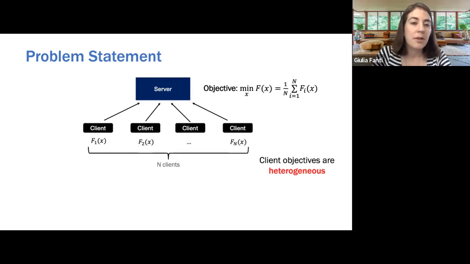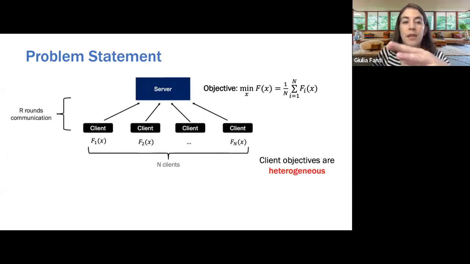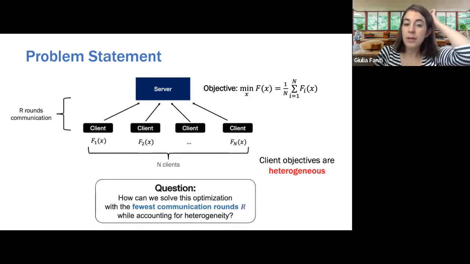Now, the clients also have to communicate periodically with the server, as we just mentioned, and each time they communicate, we're going to call it a round of communication. So overall, they engage in this process over R total rounds of communication. And so the question that we care about in this work is how can we solve this optimization problem with the fewest communication rounds R to achieve a given accuracy or suboptimality gap while accounting for the heterogeneity of the different clients. And again, I'll make this a little bit more precise.